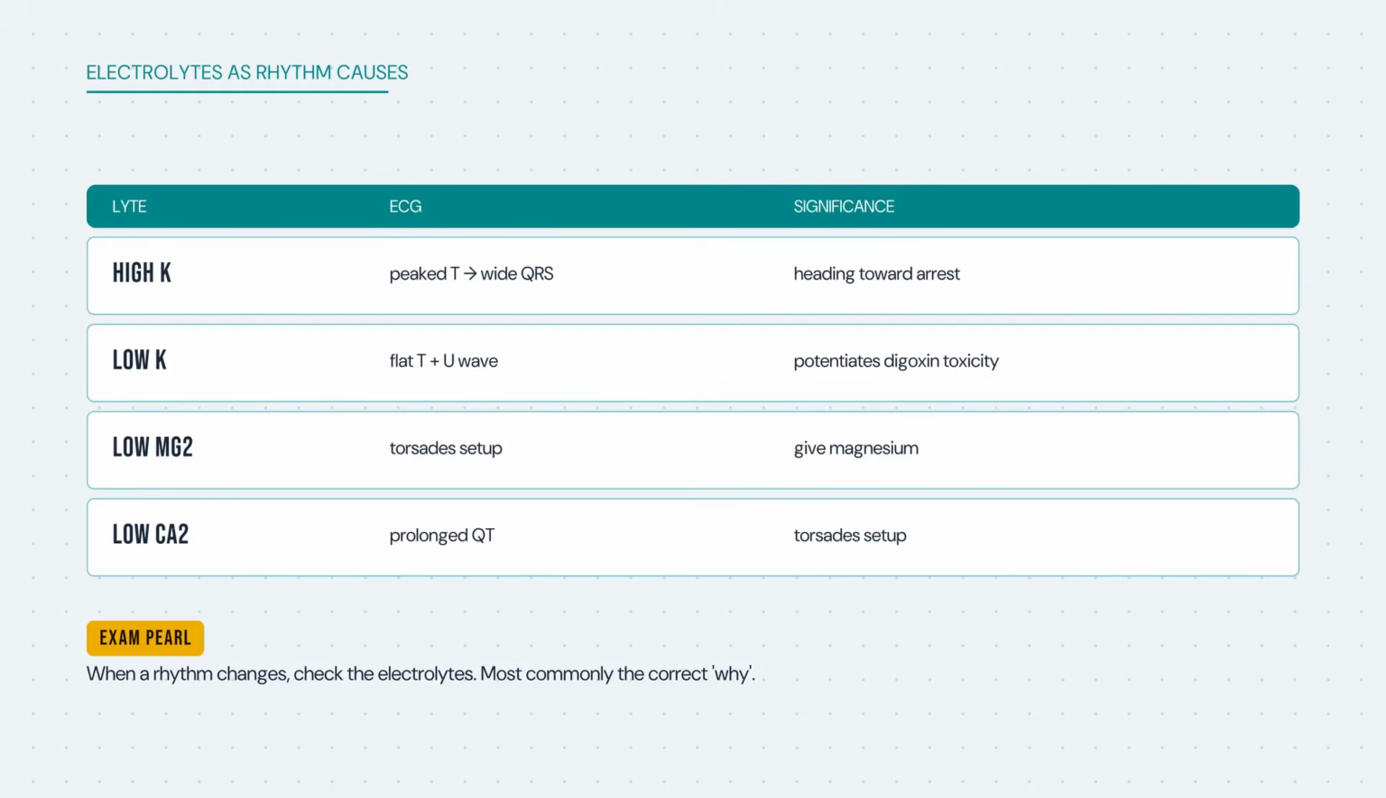Which brings up the reframe that makes electrolytes finally click. Do not memorize them as chemistry, read them as rhythm causes. High potassium, peaked T waves, then a widening QRS, heading toward arrest. Low potassium, flattened T waves and U waves, and it potentiates digoxin toxicity. Low magnesium, the classic setup for torsades. Low calcium, a prolonged QT, which is itself the setup for torsades. When a rhythm changes, check the electrolytes.